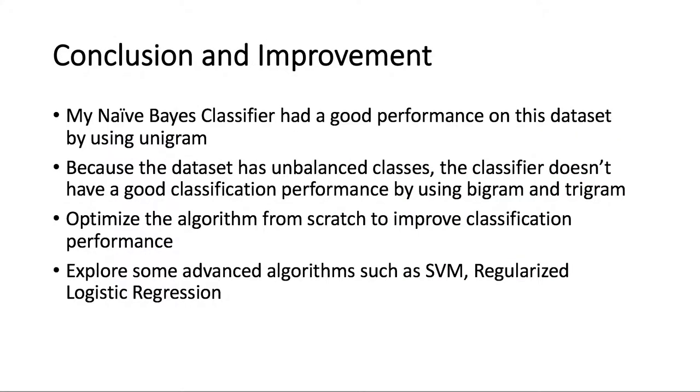Here are some conclusions and improvements for the future. Since my naive Bayes classifier had a good performance on this dataset by using the unigram, I think it's better to predict the tweet sentiment using my naive Bayes classifier with just the unigram. And because the dataset has unbalanced classes, the classifier doesn't have a good classification performance using bigram and trigram. Besides this, I think I also need to optimize the algorithm from scratch to improve the classification performance, since it really took a long time to complete the classification.